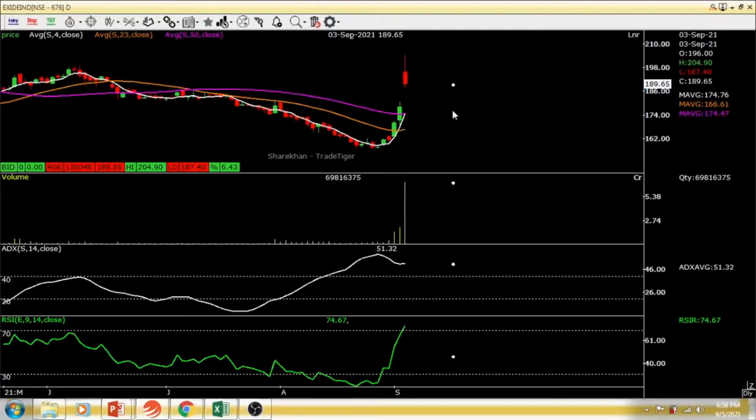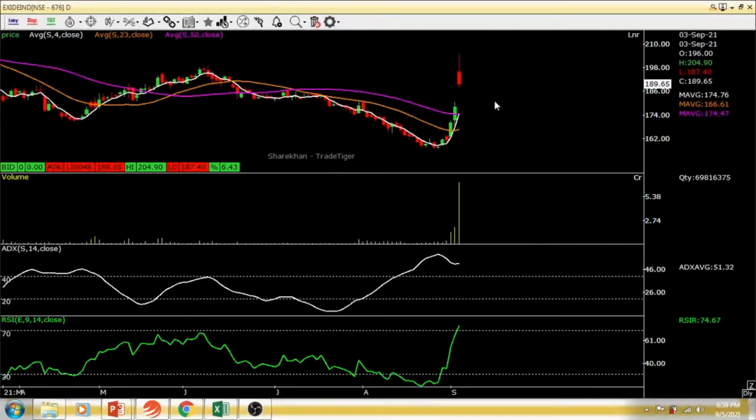Moreover, you can see all the moving averages crossing one by one. White is the 4 days moving average, orange is the 23 days moving average, and pink is the 50 days moving average. You can see on the chart that the white 4 days moving average crosses the 23 days and 50 days moving averages, which shows the upcoming session could be bullish. But still, I am expecting the market will come down 10 points. So this is my analysis.